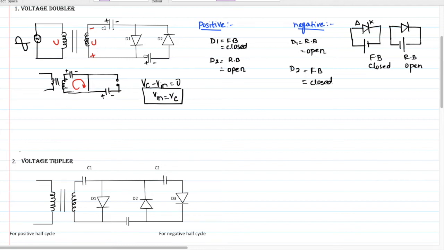I'll redraw this for the negative cycle condition. For a negative cycle, diode D1 is open and diode D2 is closed. So C2, C1. This is minus and this is plus. Now this is the input Vin. Let's assume the current direction in the same way. So Vin is now from plus to minus. So plus Vin, this capacitor is plus to minus and this is also plus to minus.